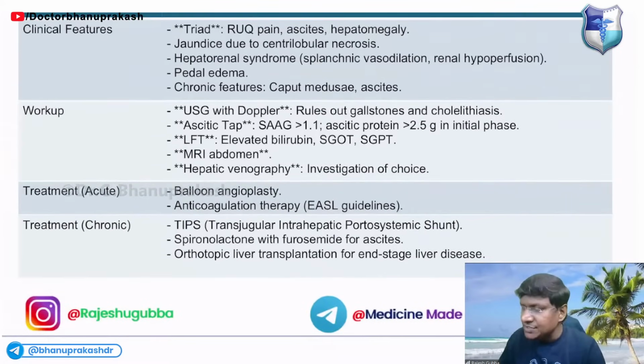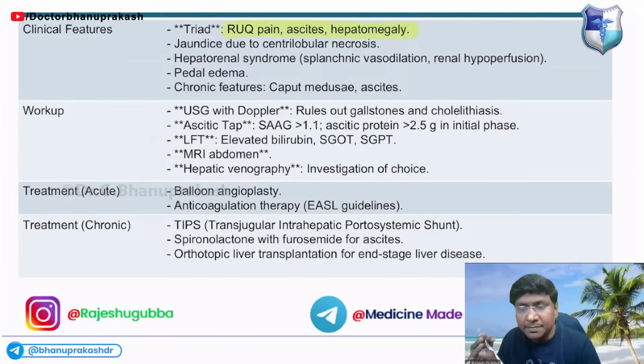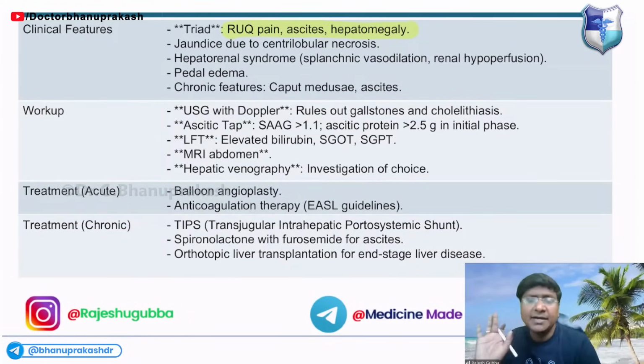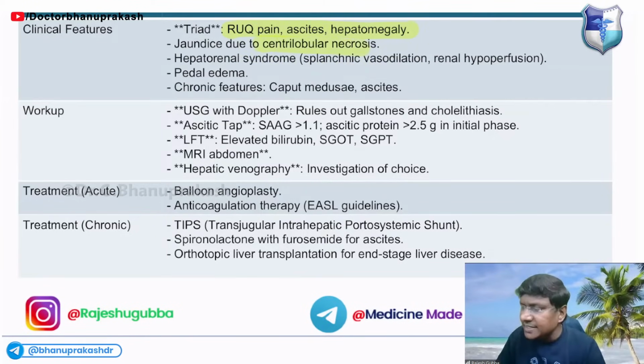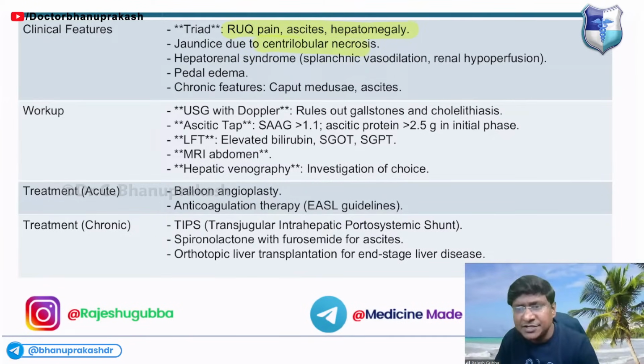Clinical features, just now I was telling you, this is a triad. What is the triad? Right upper quadrant pain, ascites, and hepatomegaly. These three are the triad in Budd-Chiari. Why is there jaundice in this patient? Because there is centrilobular necrosis. That is the reason why these patients have jaundice. And other features of liver pathology, hepatorenal syndrome, pedal edema, all other features will be there.